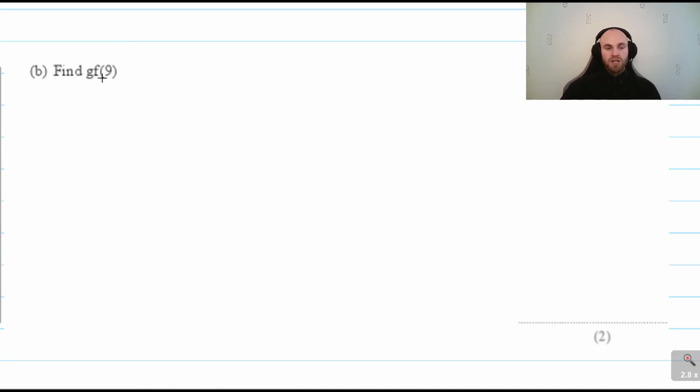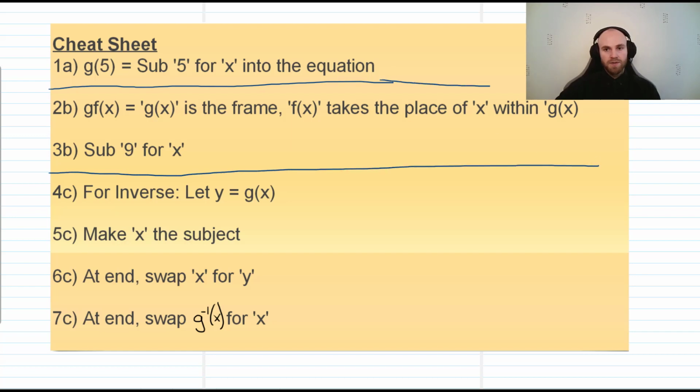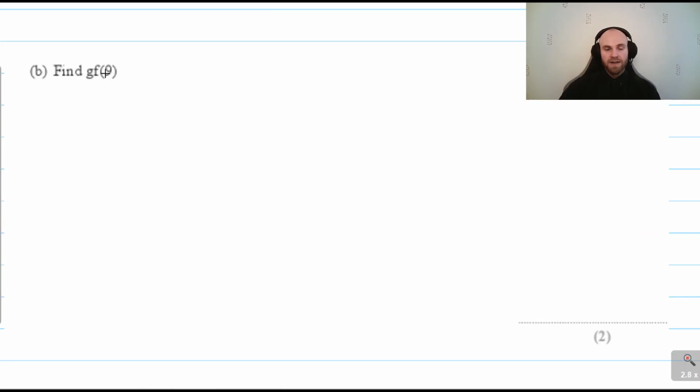Part B, find gf of 9. Well, I'm going to go to the cheat sheet, so we're just going to work out these parts here, 2 and 3. So gf of x, well, g of x is going to be like the framework of this question. And f of x is going to take the place of x within g of x. That might sound a bit gobbledygook, but stick with me and you'll probably see what I mean when I'm finished. And then at the very end, when we have gf of x, we're going to sub in the 9 for x to get that gf of 9.